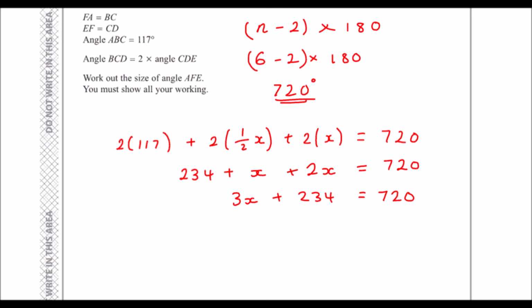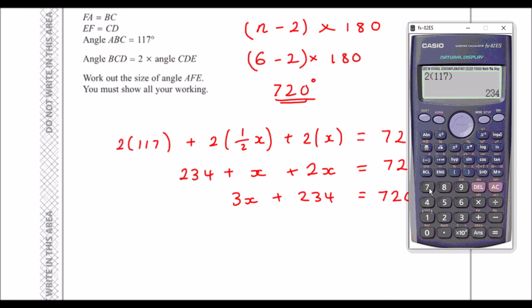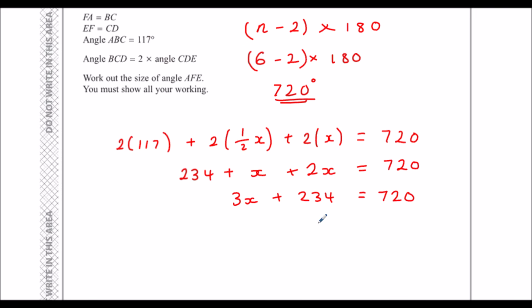Let's get x, or 3x, by itself, by taking 234 away from both sides. 720 minus 234, that's 486. So 3x is 486. So x, if we divide both sides by 3, is 486 over 3, which is 162.